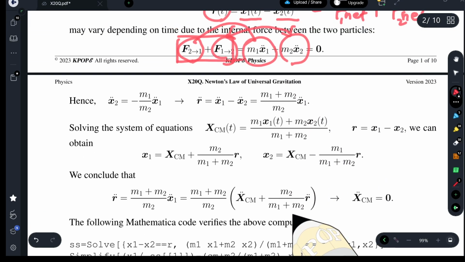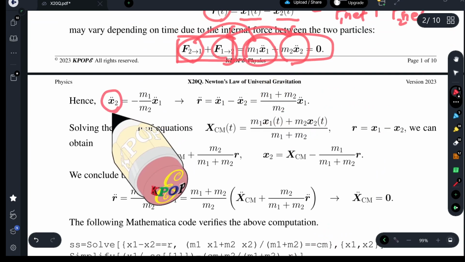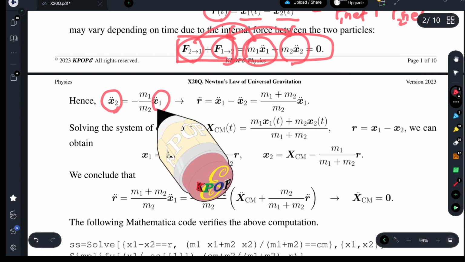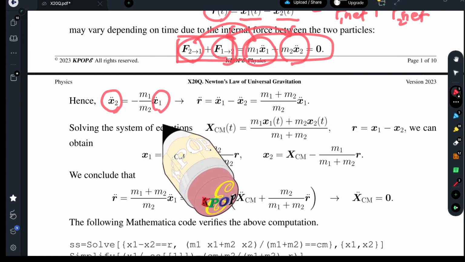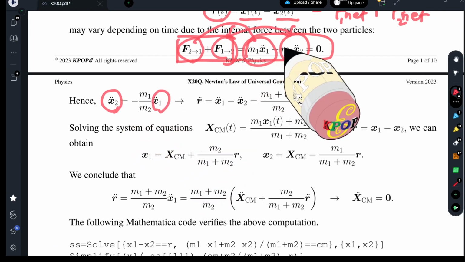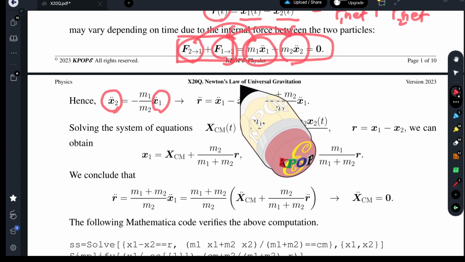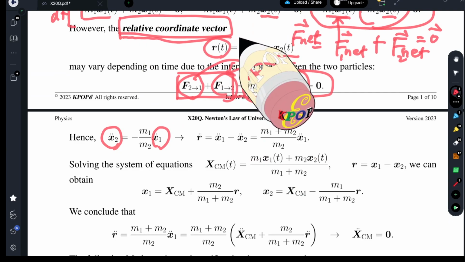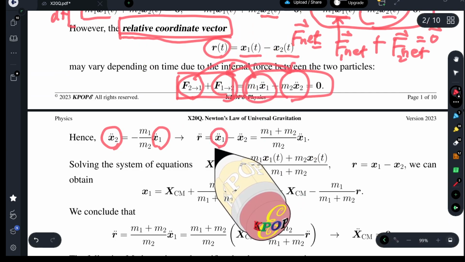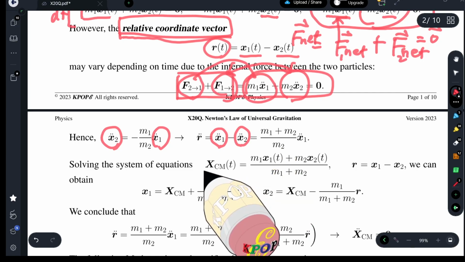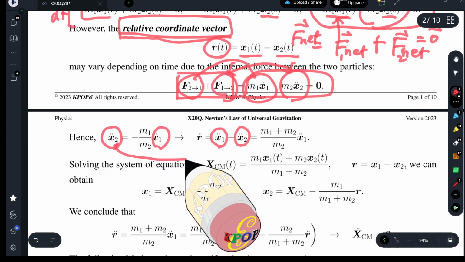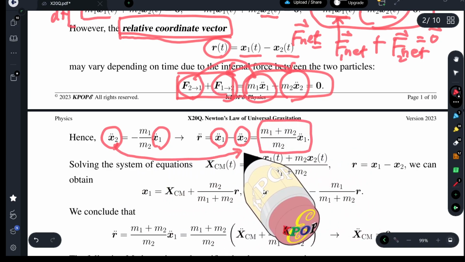As a result, we use this to find that the acceleration of the second particle is completely expressed in terms of the acceleration of the first particle, and the ratio is determined by the masses. Why don't we take the second order derivative of this relative coordinate vector, that is the acceleration of the first particle subtracted by the acceleration of the second particle. Because x2 double dot is completely determined by x1 double dot, we substitute this in here to simplify the result as.